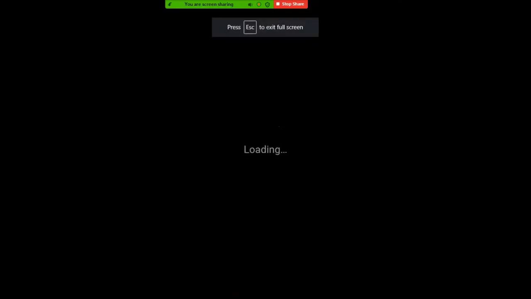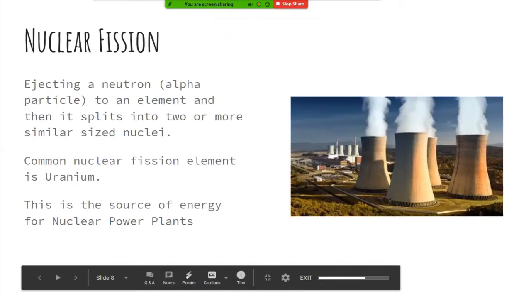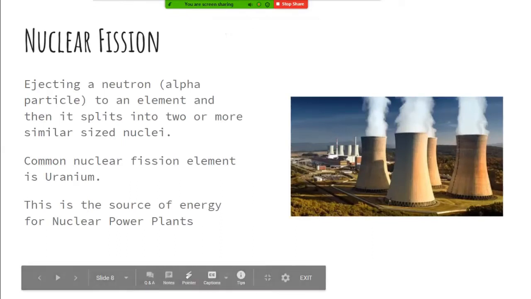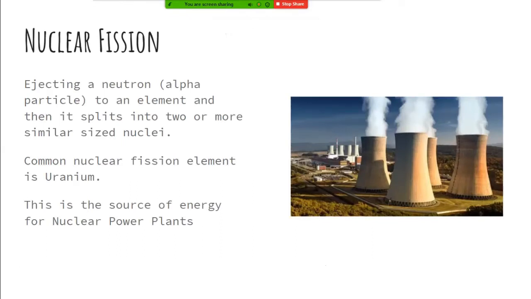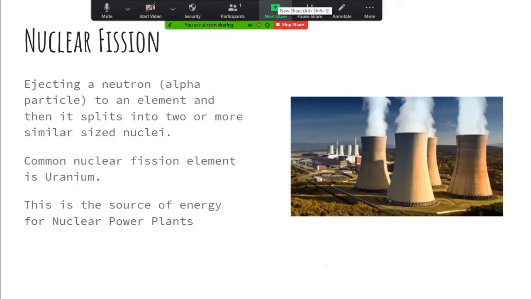Now let's talk about nuclear fission. This is the opposite of nuclear fusion. Instead of two atoms combining together to make a single element, this is where one element splits into two or more similar sized nuclei. So we usually eject a neutron or an alpha particle, so a helium atom, to a larger element, and it causes them to split into other atoms.